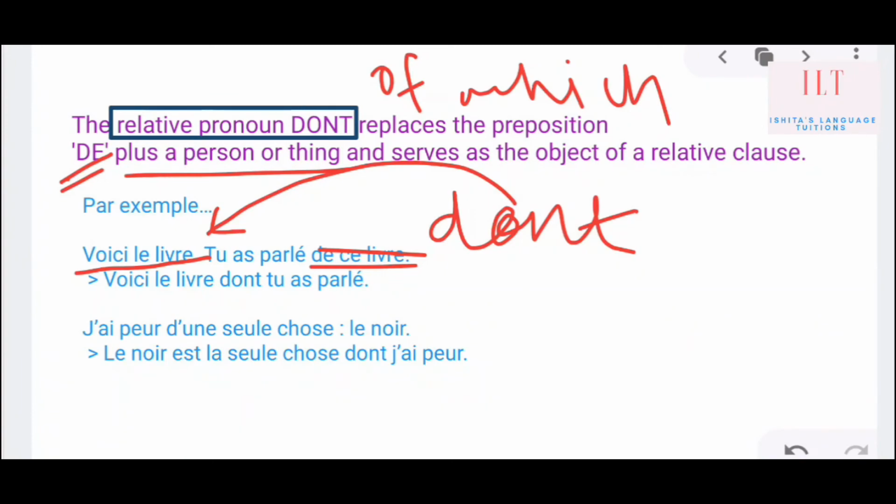J'ai peur d'une seule chose, le noir. Again, d'une seule chose, the de plus a thing. So the answer will be le noir est la seule chose dont j'ai peur. La seule chose dont j'ai peur. All right.